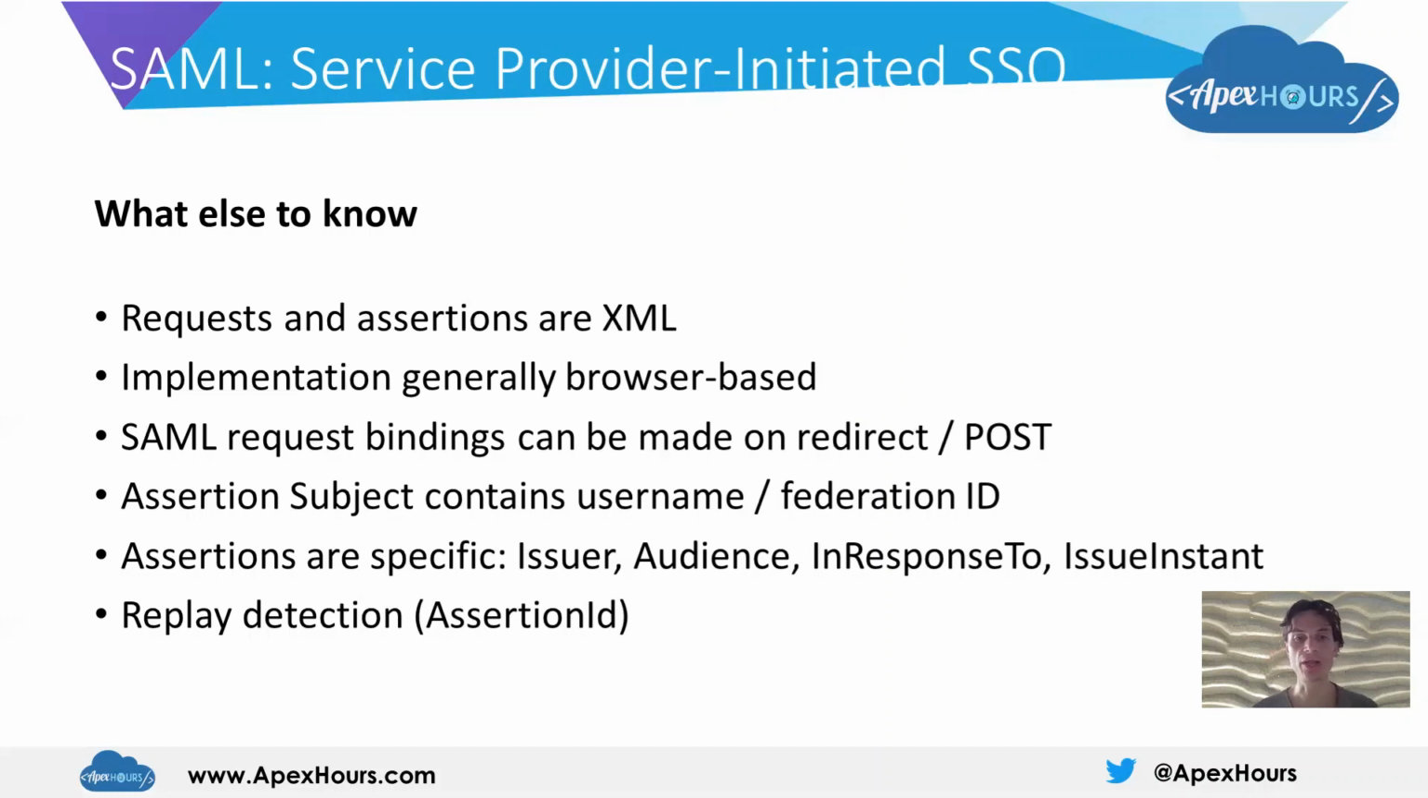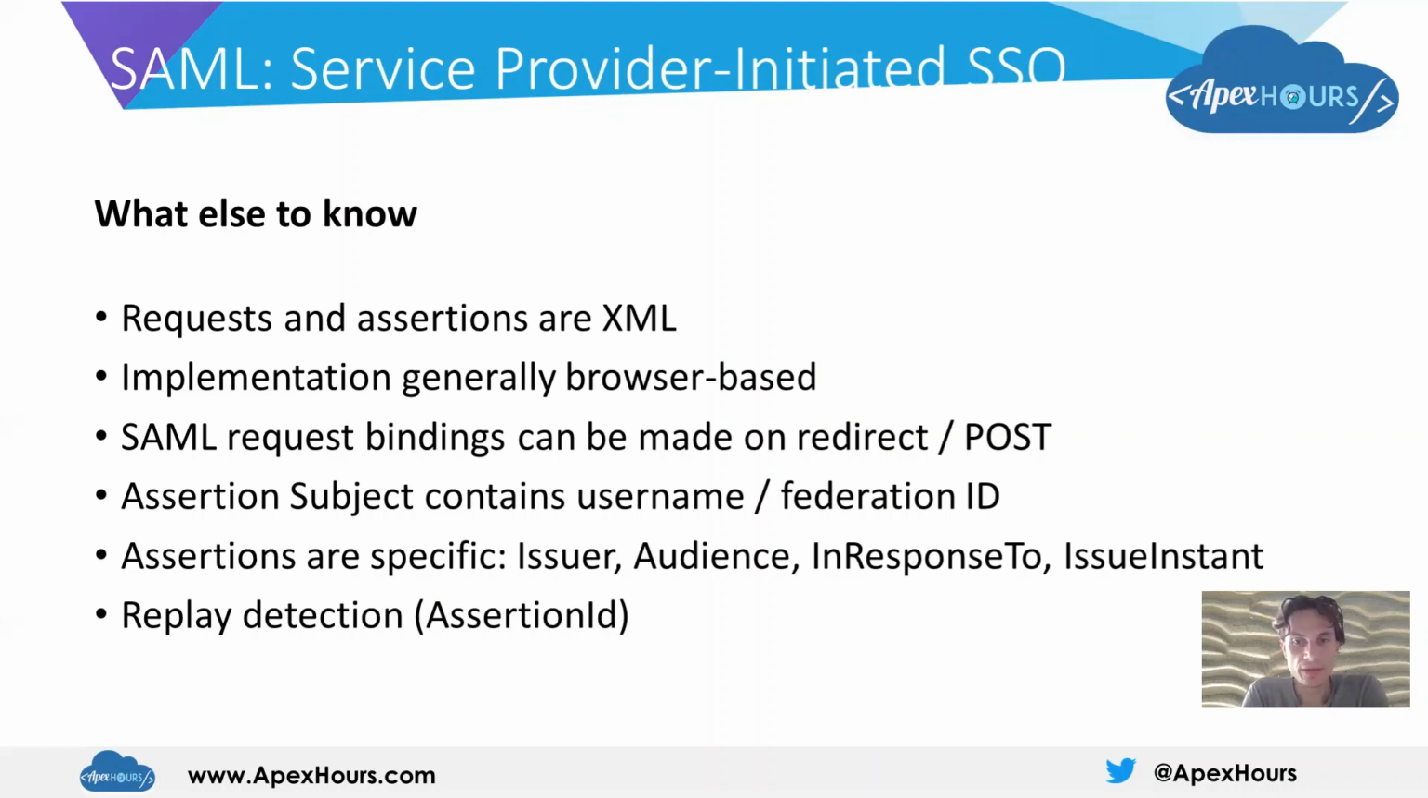The assertion subject, so this is an attribute within the SAML assertion. This is ultimately what contains the shared information that the IDP and service provider will correlate to know who the user is. So it could be a username, it could be something like an email address or some unique ID that's been agreed between those systems. You'll often see this referred to as a federation ID to denote that shared ID.